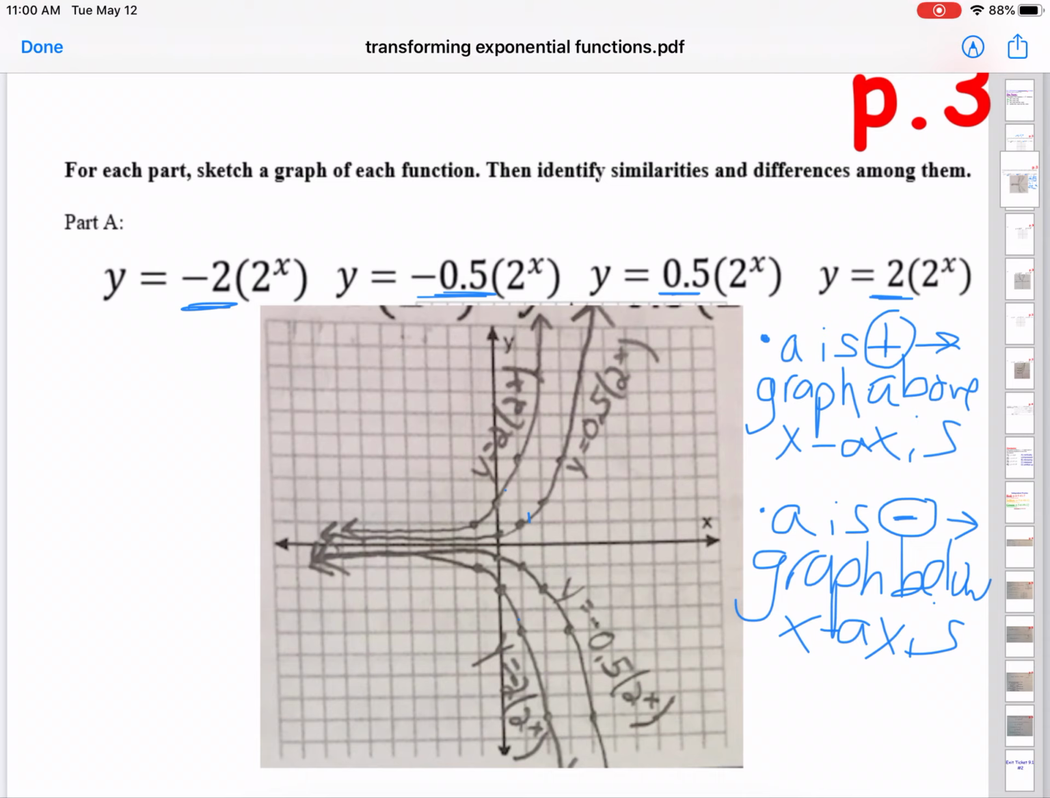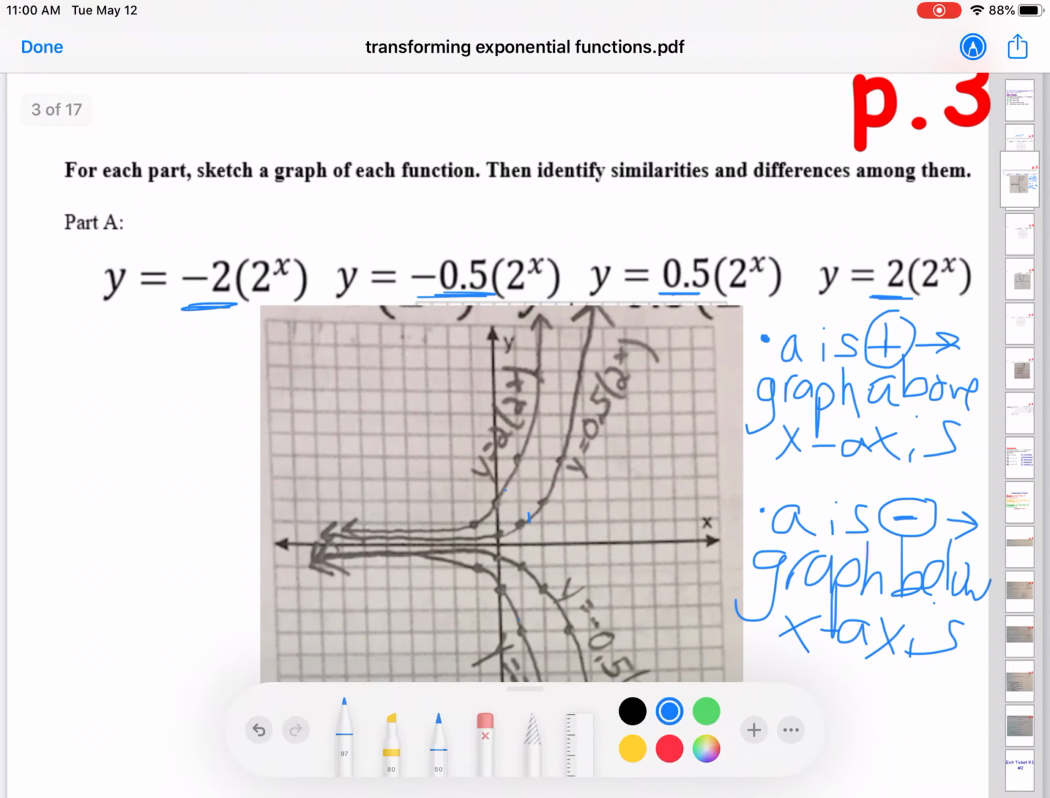The other thing that I notice here is that 2 of these a values were 0.5 and 2 of them were 2. So how does that affect our graph? Well, if we focus on these 2 positive ones on the top, the graph of 0.5, notice that although it rises and it moves up, it doesn't do that as quickly. It's not as steep as this graph right here with 2 times 2 to the x. You'll notice that that graph does go up a lot quicker.